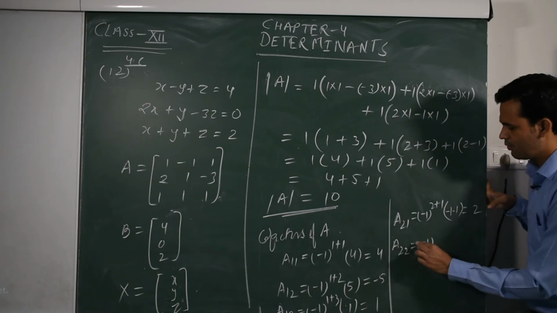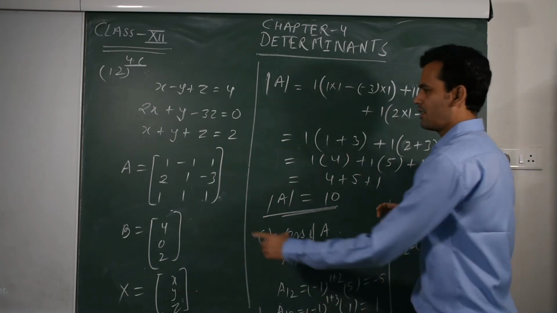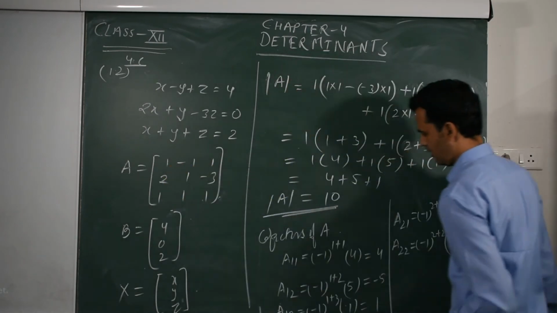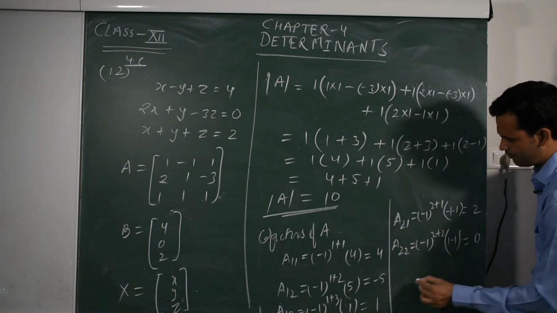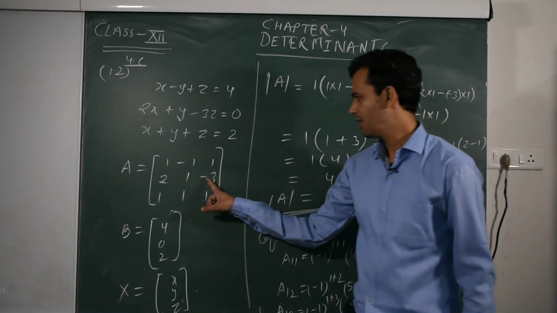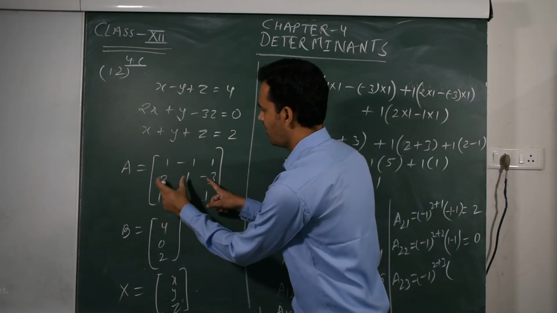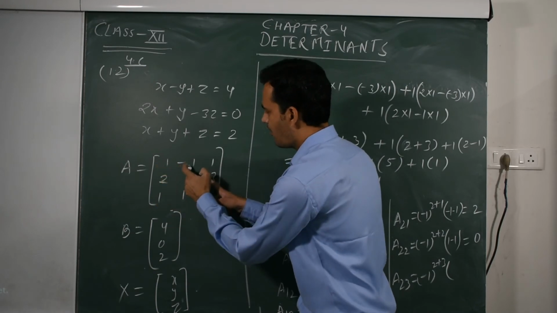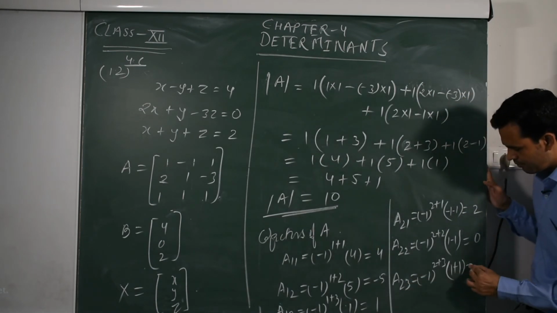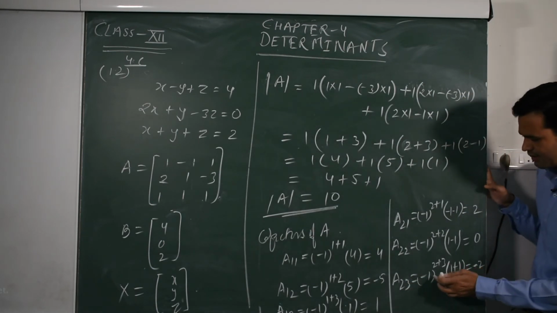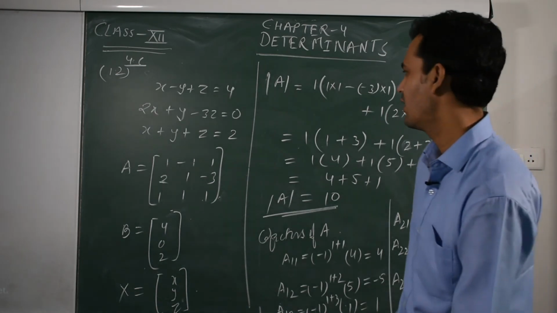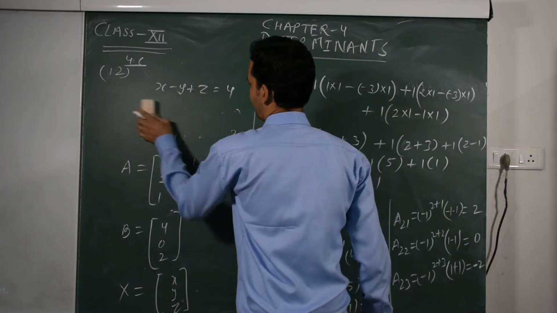A22, minus 1 to the power 2 plus 2. For this we take these 4 terms: 1, 1, 1 and 1. So 1 minus 1, it's 0. And A23, 2 plus 3, this element. For this we take these 4 elements: 1, minus 1, 1 and 1. So 1 plus 1, it's 2, and 2 is of minus sign. Why? Because here we have a negative sign. So these are the 6 cofactors of A.